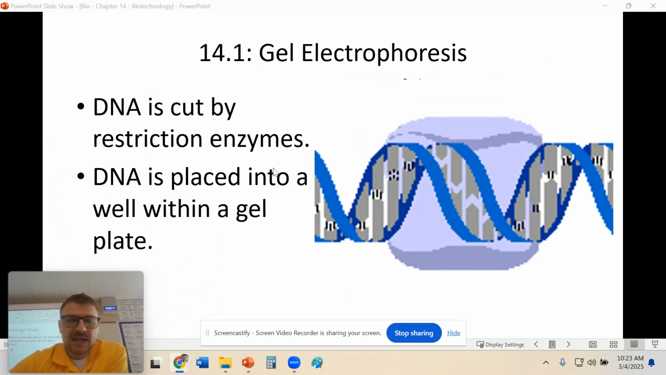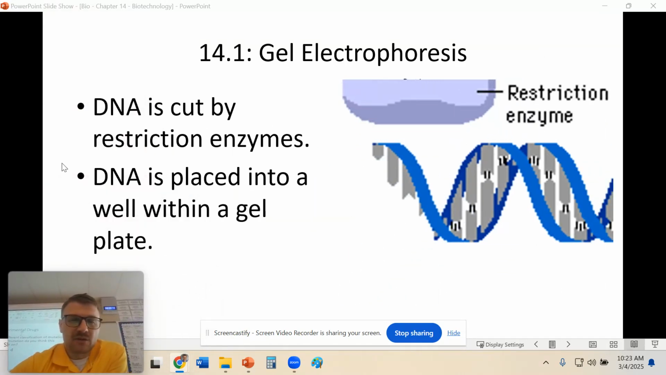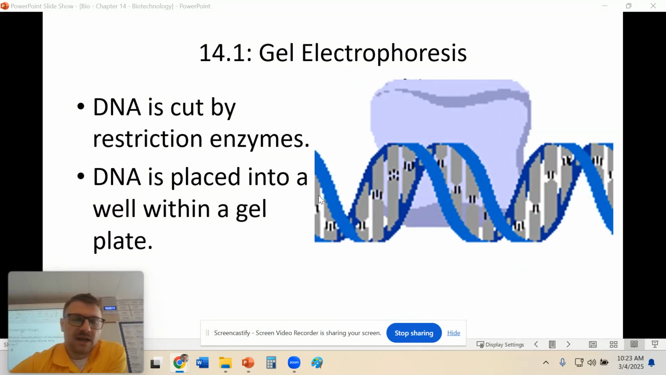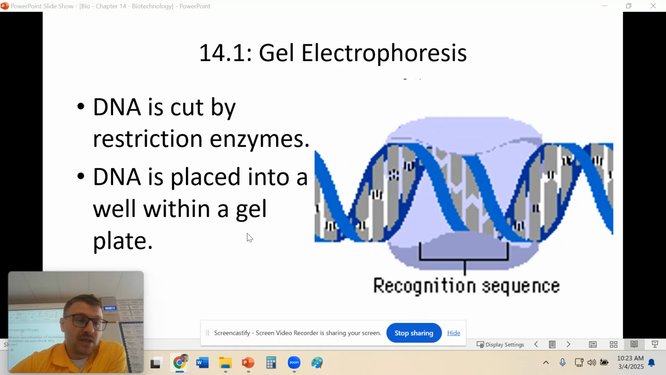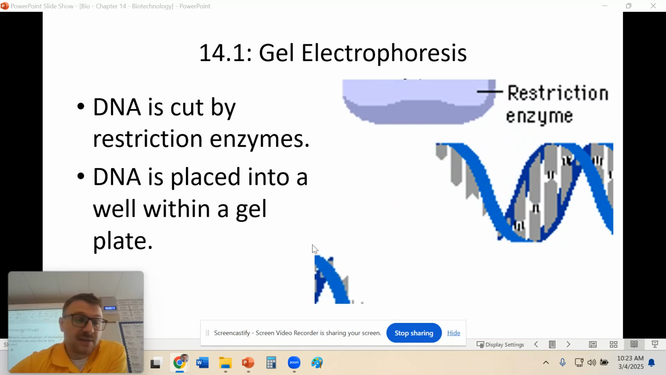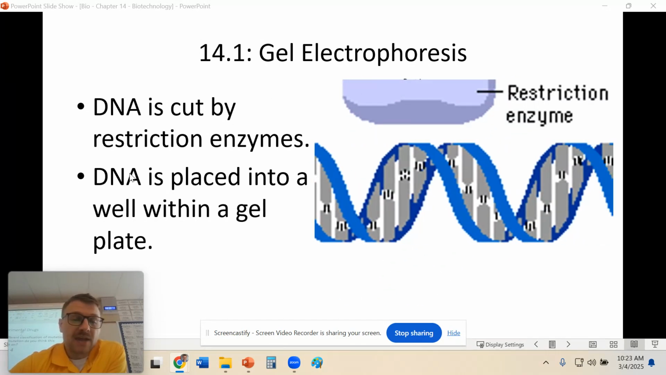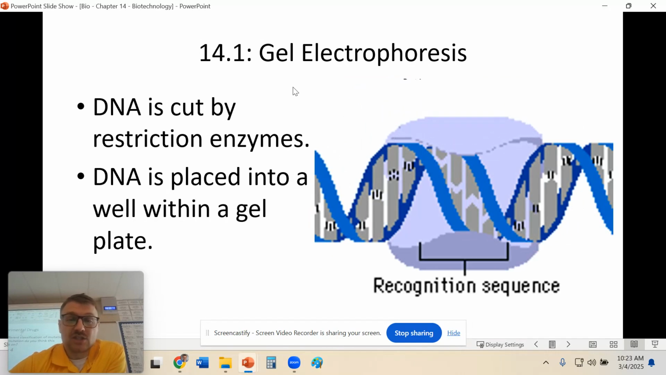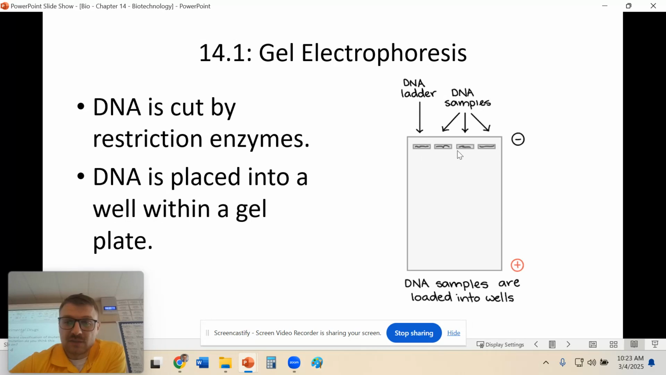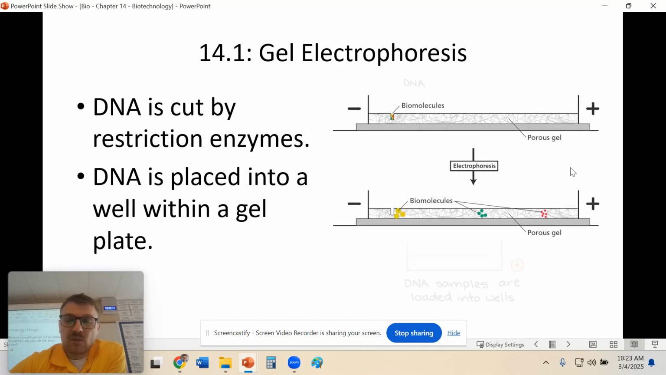What happens is, again, we're going to take this DNA that we have and cut it out of the cells, and we use restriction enzymes to cut the DNA. And we place that DNA into a gel plate. You can see those gel plates. There's little wells in there. And what those wells will do, after an electrical current is sent through them, is separate the DNA based on length.